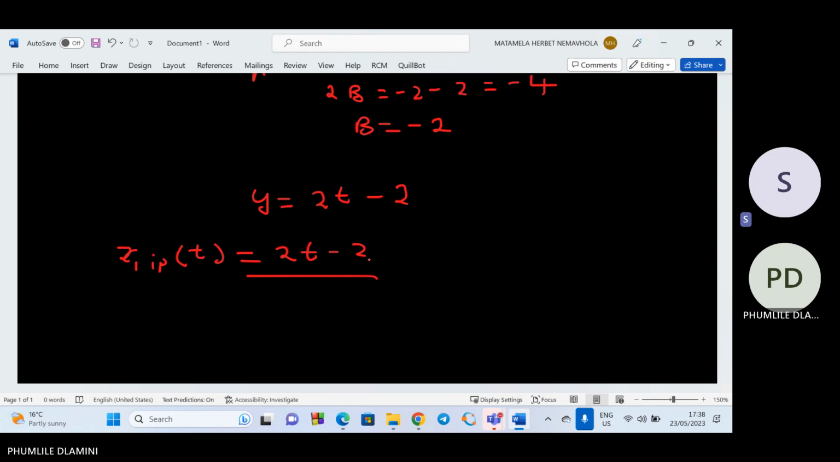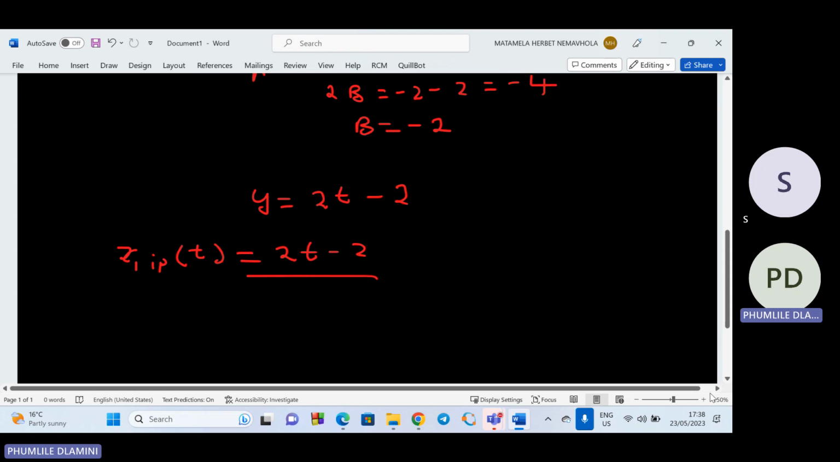They continue from there. Yes, we are not yet done. I'm just showing you that the answer for the particular equation is 2t minus 2. So you must use this method that I'm showing you. And then now we have a particular equation.